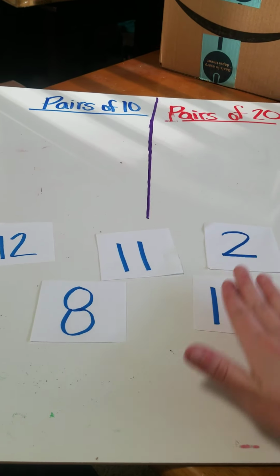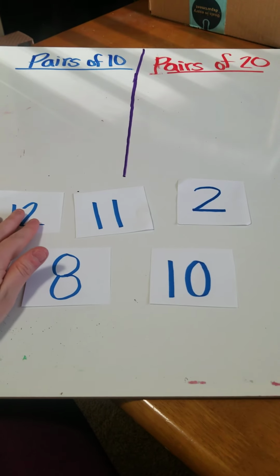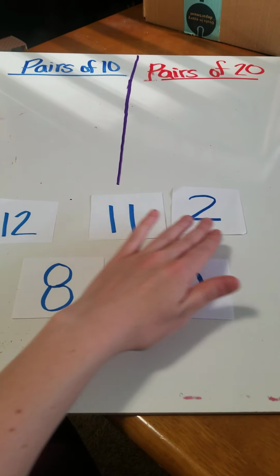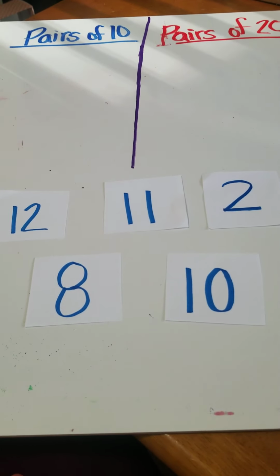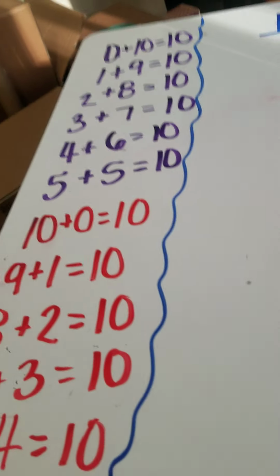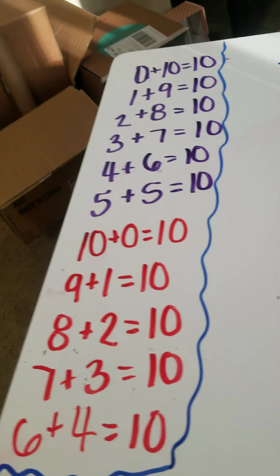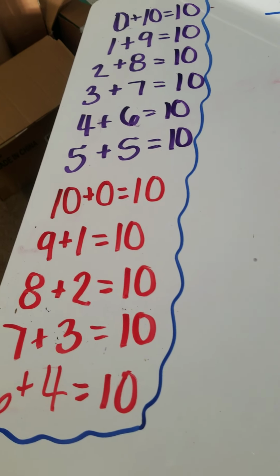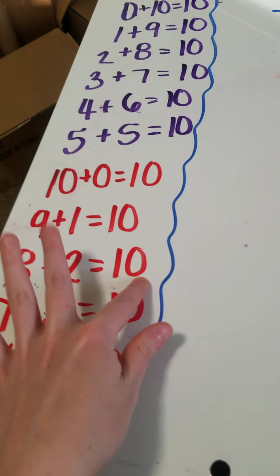I'm going to look at these 5 cards and decide if there's any way that I could find a pair of 10 or a pair of 20. So let's take a look. Remember, we can add or subtract. Well, let's start with a pair of 10. So let's look over here. Is there anything I can do with a 2, an 8, or a 10 to make 10? Well, let's find my 8 and 2. Look at that. 8 plus 2 equals 10.